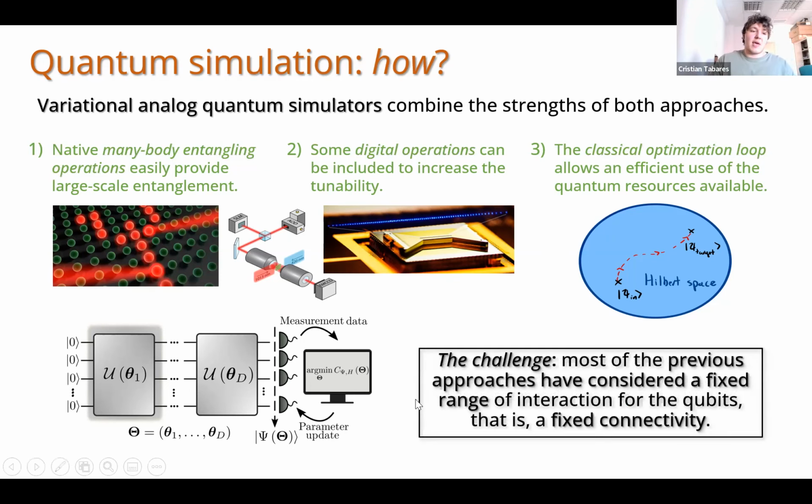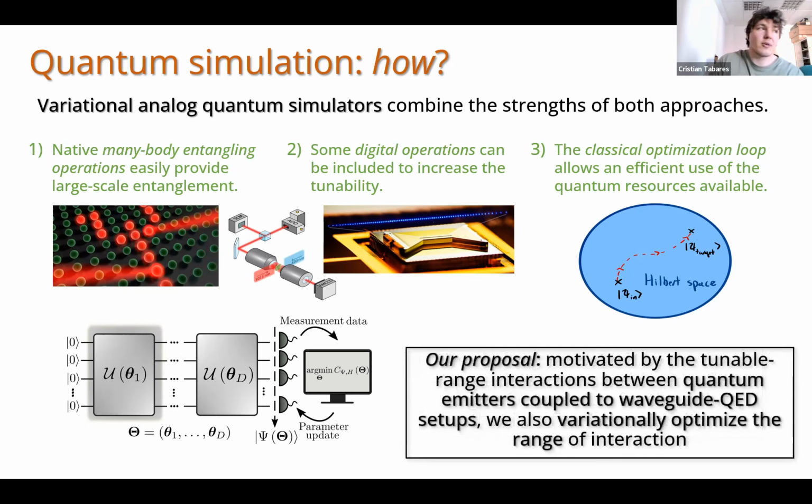But in general, the main thing that all these works have in common, and will be the challenge that we want to solve with our work, is that these previous approaches consider a fixed range of interaction for the qubits. That means that you have fixed connectivity. So they plug this connectivity as fixed in this ansatz. They repeat it for several layers, then calculate the minimum, and that's all.